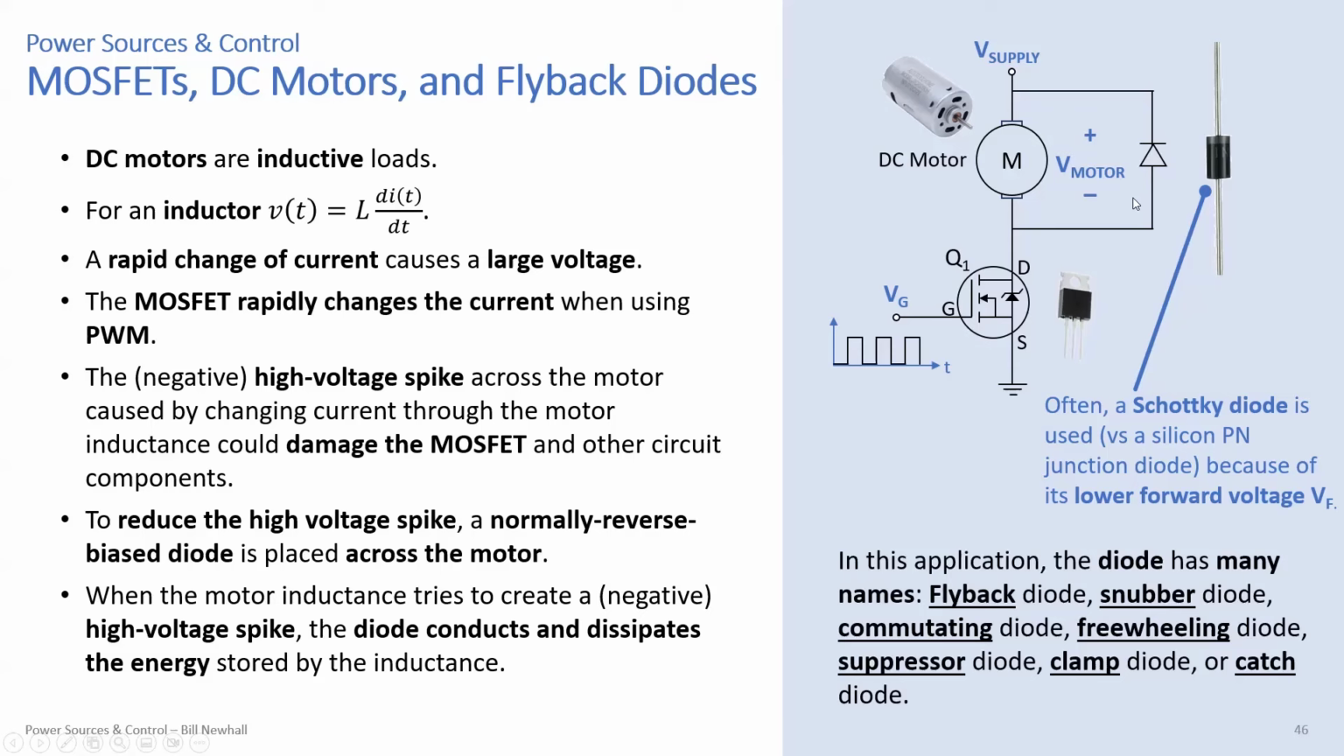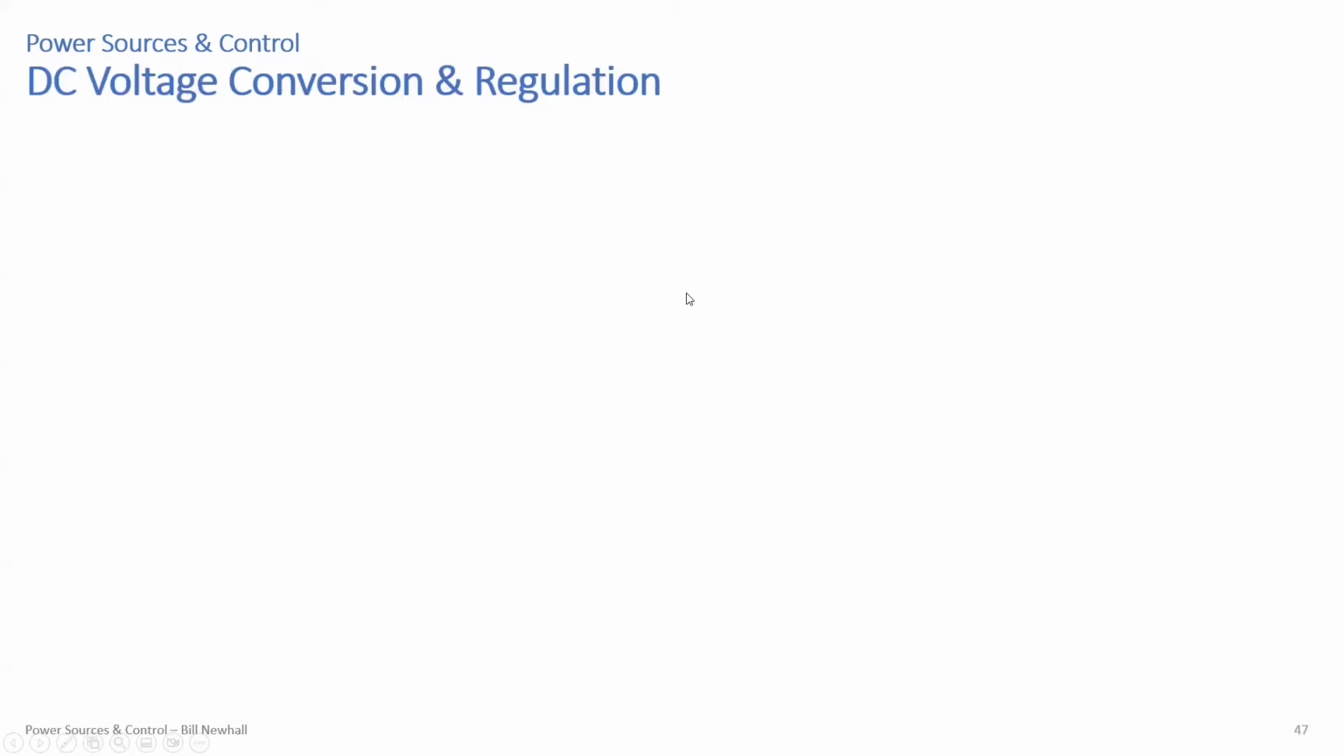So we're going to next talk about DC voltage conversion and DC voltage regulation. And one of those topics, voltage conversion, will actually apply MOSFETs. So you have to talk about MOSFETs before talking about DC to DC conversion. But this all falls under this topic of power sources and control. We talked about batteries, those are the sources. We talked about MOSFETs, control on-off, control pulse width modulation. Now we're going to talk about DC voltage conversion and DC voltage regulation.